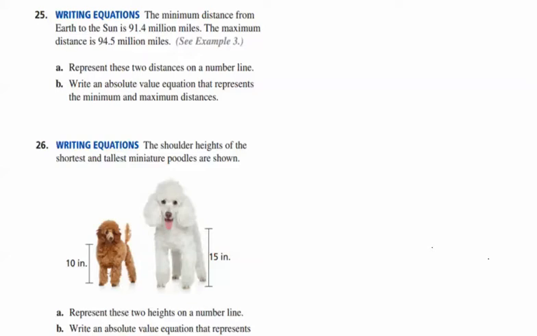In this video we come to problem number 25 of chapter 1 section 4 exercises. The minimum distance from Earth to the Sun is 91.4 million miles. The maximum distance is 94.5 million miles. We want to represent these two distances on a number line and then write an absolute value equation that represents the minimum and maximum distances.